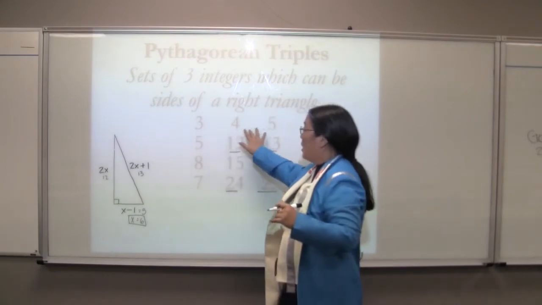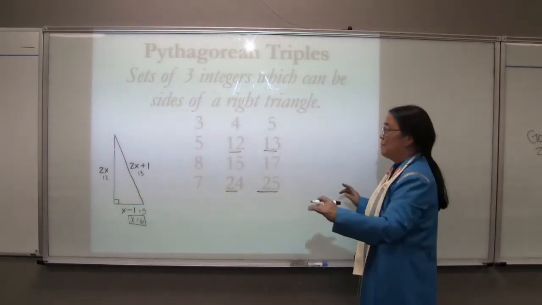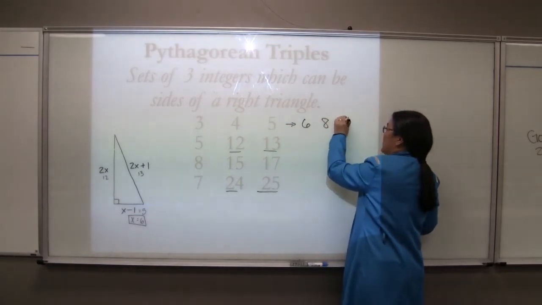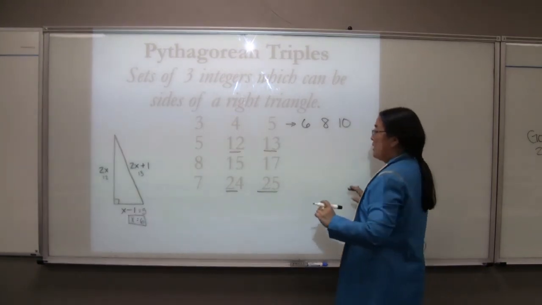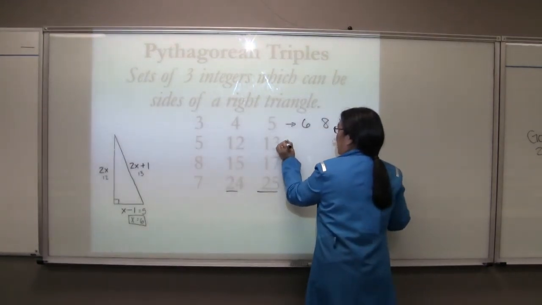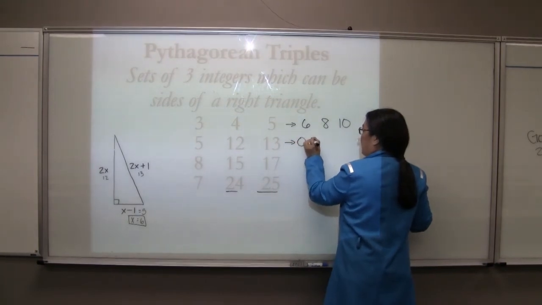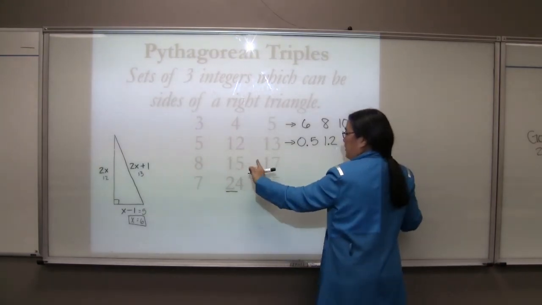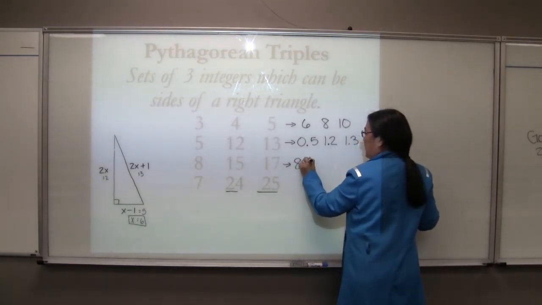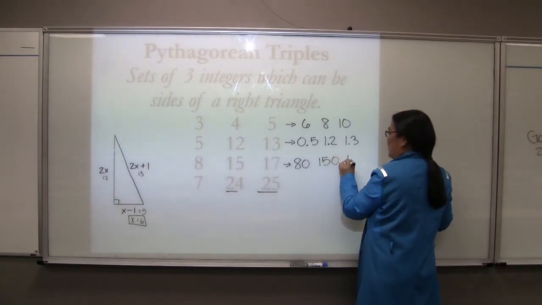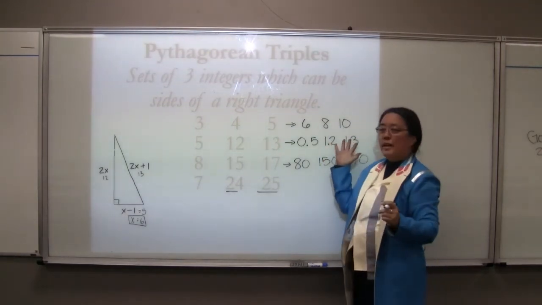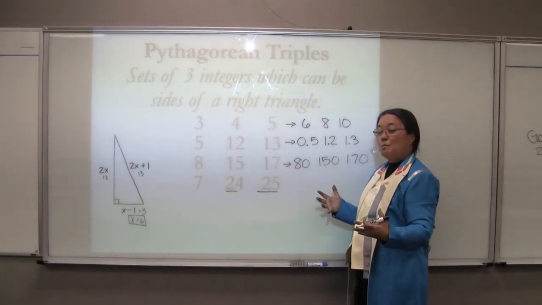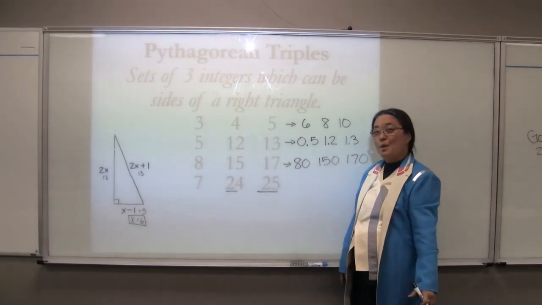Now, be careful. We can take these and do stuff with them. I can take 3, 4, 5 and change it into 6, 8, 10. All I did was multiply everything by 2. I could take 5, 12, 13 and make it into 0.5, 1.2, and 1.3. I could change 8, 15, 17 and make it into 80, 150, and 170. So just by multiplying or dividing, I can change the look of them to try and hide them from you, because I know that these are the most common Pythagorean triples.